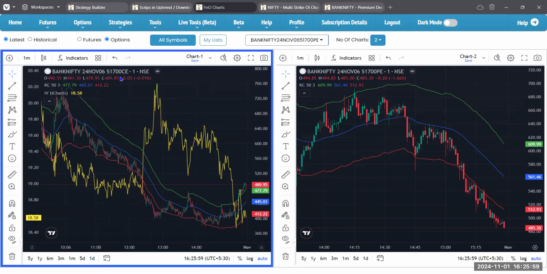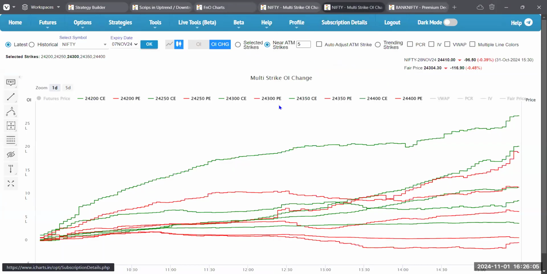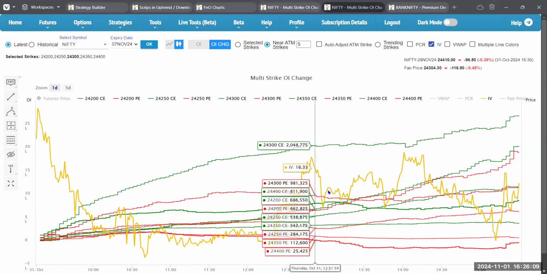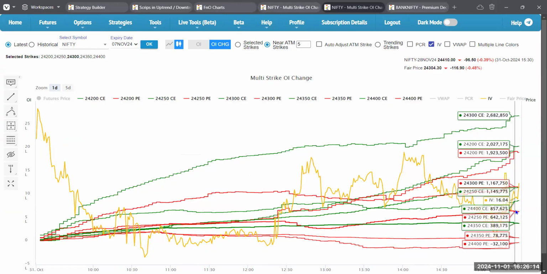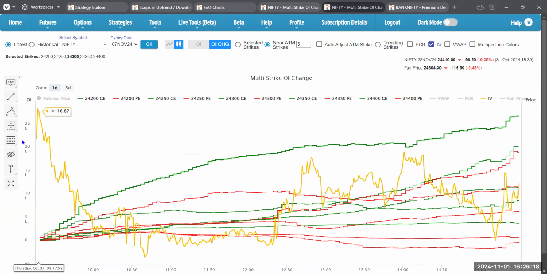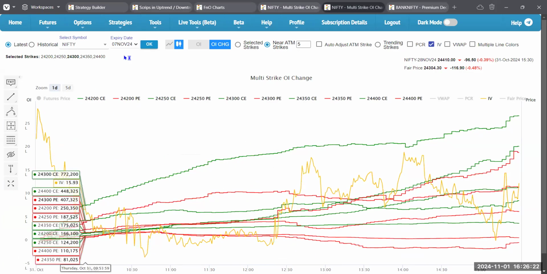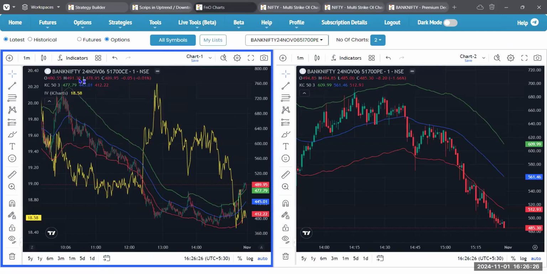If you want to track the ATM IV itself, then you go to the multi-strike tool. In the multi-strike tool, the yellow IV line that you see is the ATM IV, the at the money strike IV. So this also you can track. If you don't want it for a particular strike and just want to watch the Nifty's ATM strike, you can do that. For a particular strike, you'll have to add it to the option chart.